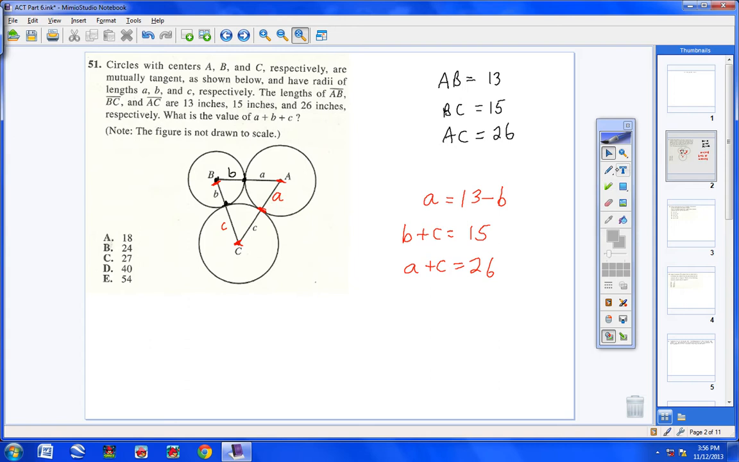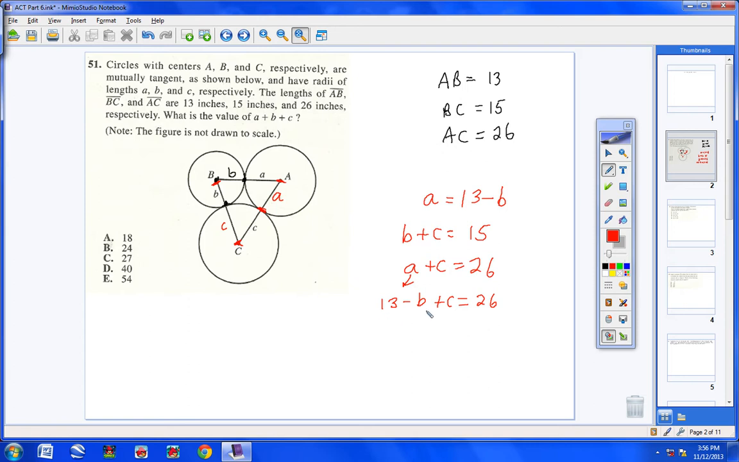Now, why would I do that? Well, come on down here and look. See this A right here? If A equals 13 minus B, then where this A is right here, I can now put 13 minus B. That's for A. Then bring down your plus C. Then bring down your 26. Now, why would I do that? Well, let me show you why.